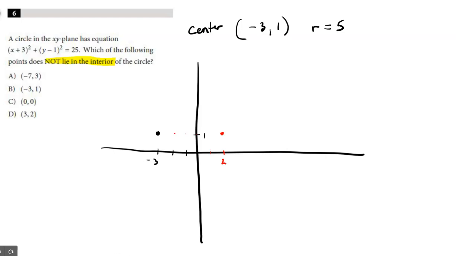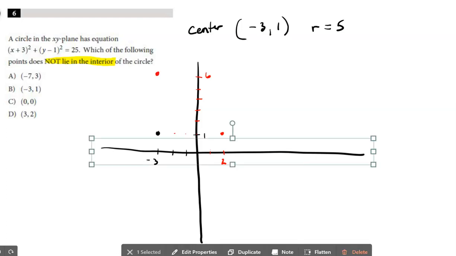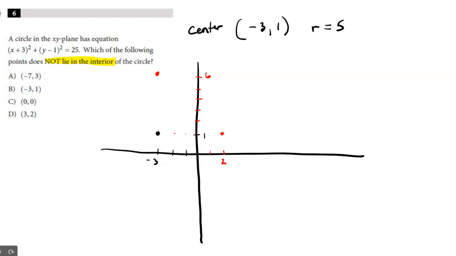So that takes me to 2. If I go up 5, 1, 2, 3, 4, 5, that takes me up to 6. Then if I go this way, 1, 2, 3, 4, 5. That takes me over to -8. And then down, 1, 2, 3, 4, 5, takes me all the way down to -4. So basically all I did was I started at the center and I went 5, the radius, in all the directions. And then we'll have this circle.